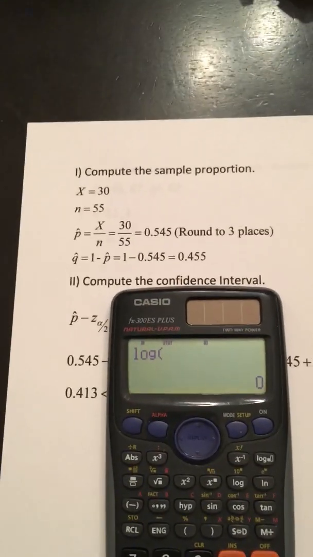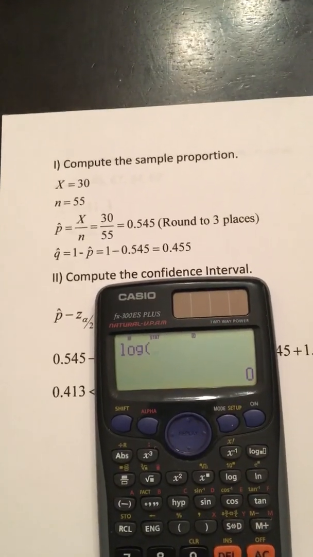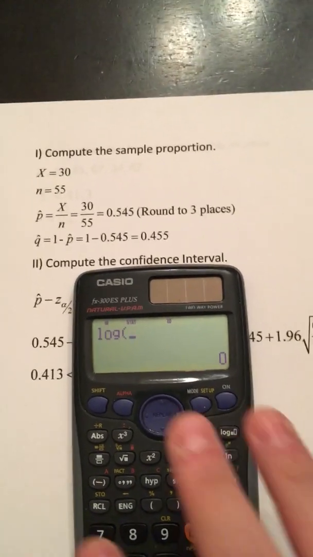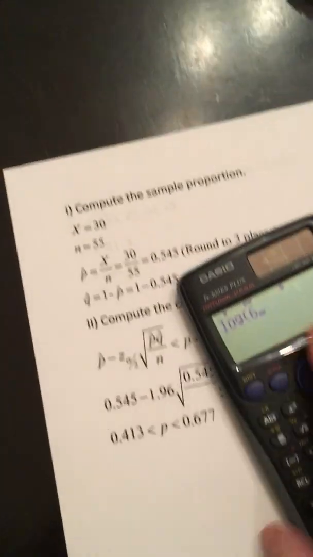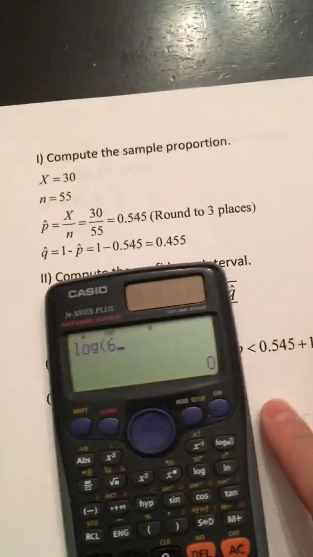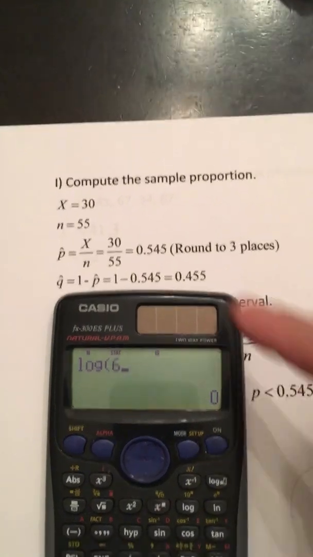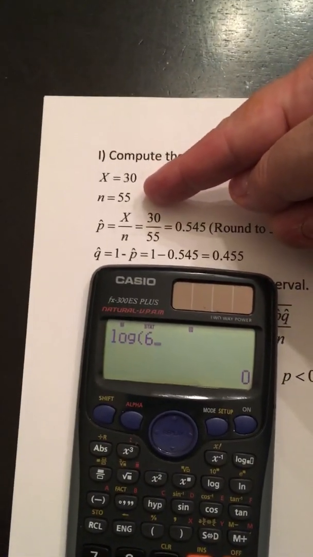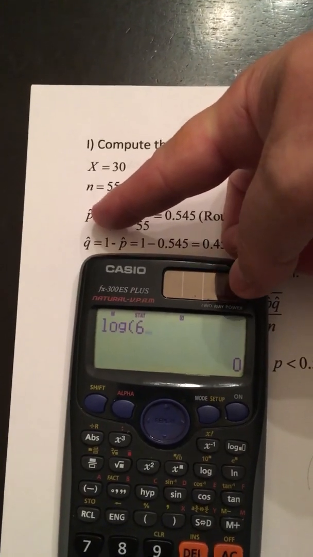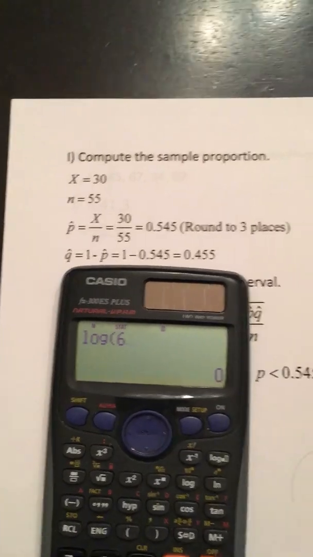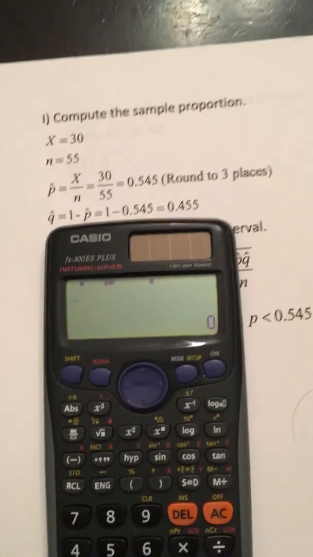Okay, so we're going to learn how to compute the confidence interval for proportion using a Casio calculator. So step one is we should compute our sample proportion. So we can see that x is 30, n is 55. So the sample proportion p hat is x over n, 30 over 55. Let's calculate that in our calculator.